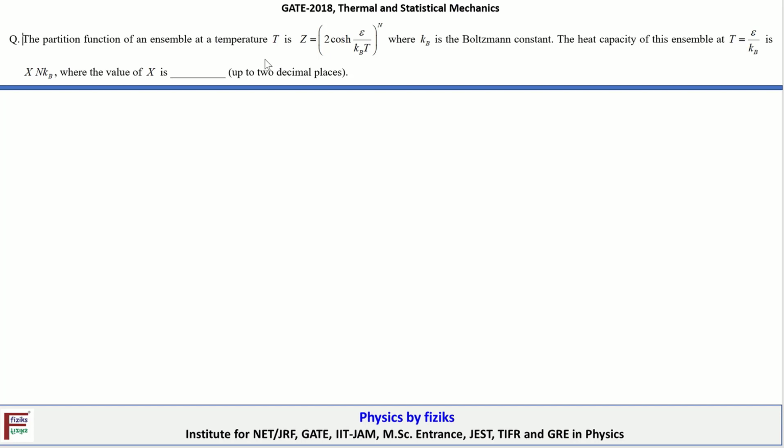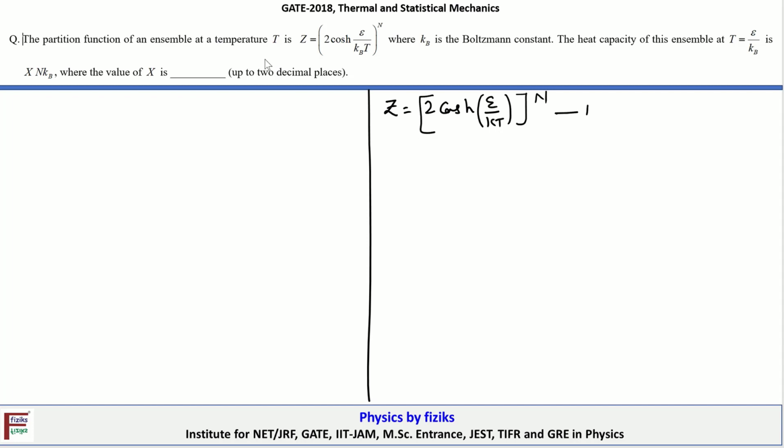So let's now continue with the next problem. The partition function of an ensemble at temperature T is given to us. Let's first write the partition function Z, that is equal to 2 cosh(E/kT), where k is the Boltzmann constant, and then its power n. Now the heat capacity of this ensemble at T = E/k_B is given by x n k_B. So we have to identify what is the value of x.